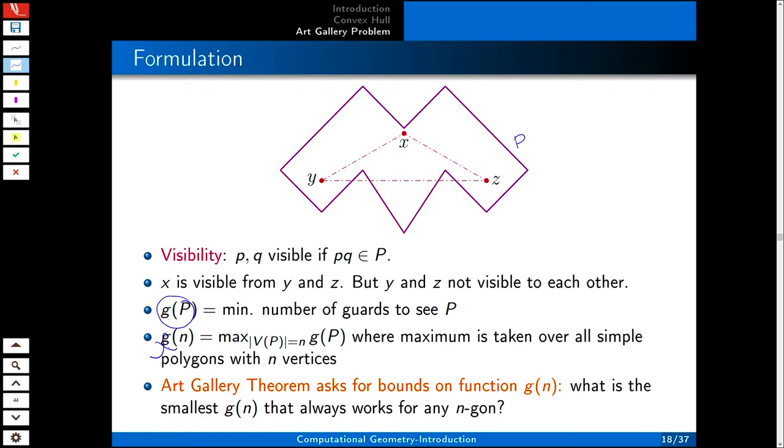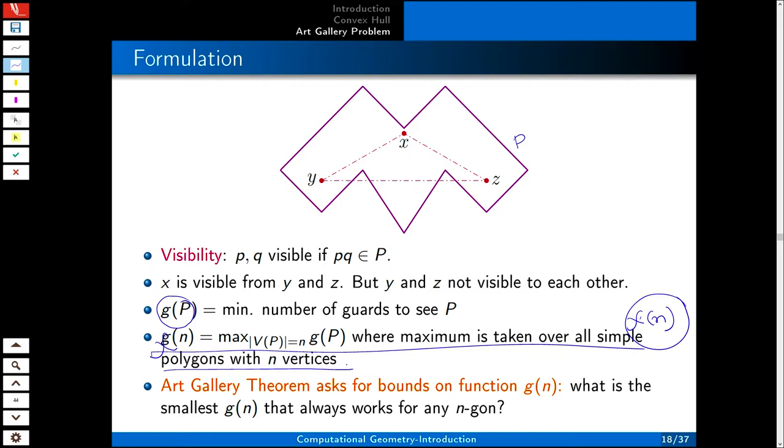Now if I look at all the polygons of size n, which contain n many vertices, what is the minimum number of guards required to guard any polygon with n vertices? That I am calling f of n. What is f of n? That is the minimum number of guards required to guard any polygon with n vertices. You give me any polygon with n vertices, I can assure you that f of n guards are always sufficient. So this is the formal definition of f of n: the max over g of p, where p is a polygon with n vertices. Clear?